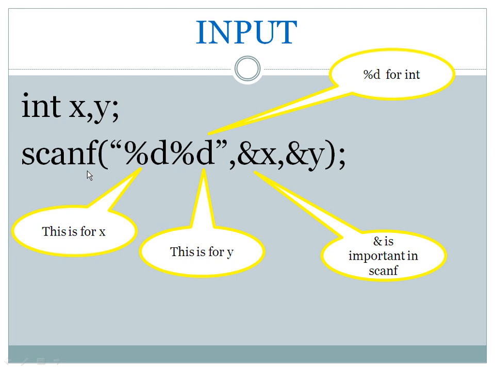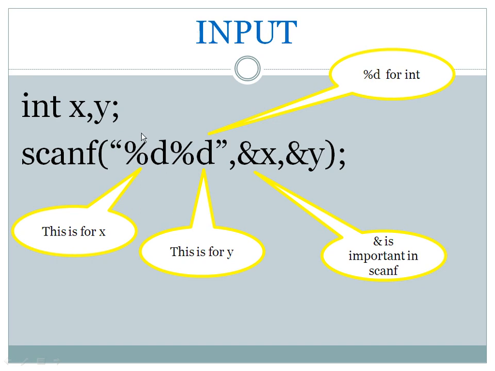With scanf followed by a bracket, we have to use double quotes, that is double inverted commas, and we have to use %d for int. Whenever we are taking input for an integer variable, we have to use %d. If we are taking input for one more int, we have to use one more %d, and for a third variable, a third %d. Here you can say double inverted commas, %d, %d, %d, if you are using three variables. Currently we have two variables, so we use %d and %d.